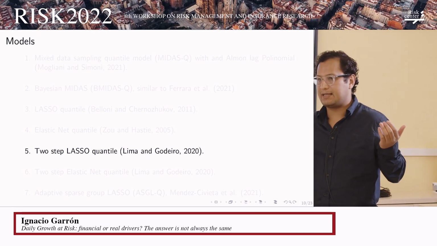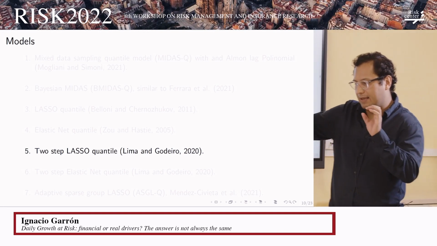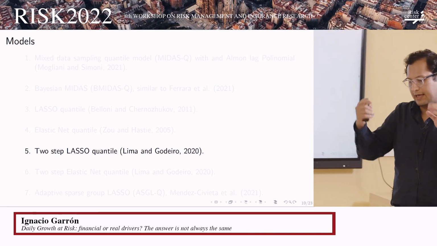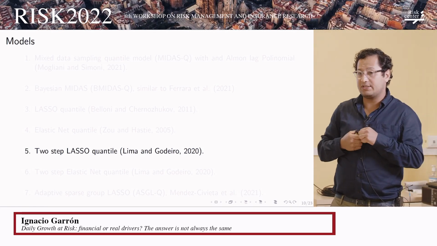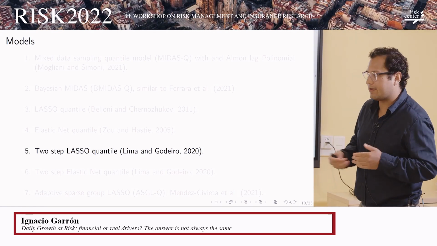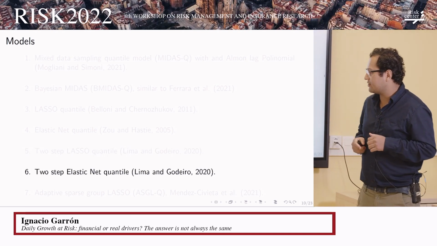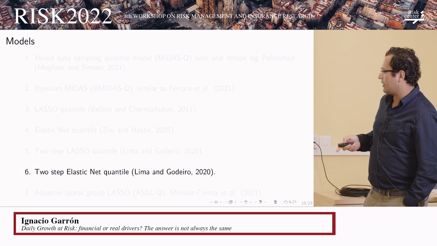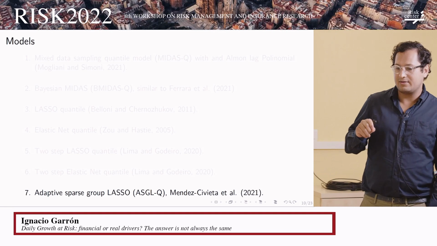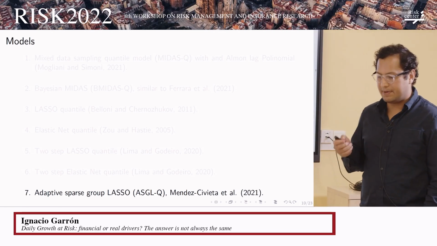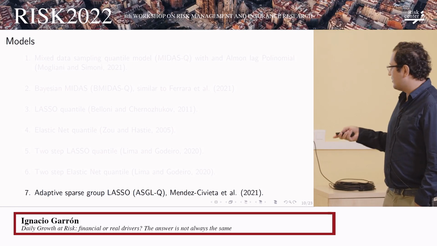First, we select the daily indicators with Lasso, and then we use principal components in order to further reduce the dimensionality, and then we apply a normal quantile regression. We do the same for ElasticNet, and then we will introduce a rather new method that is adaptive sparse group Lasso of Mendes and Chivieta.